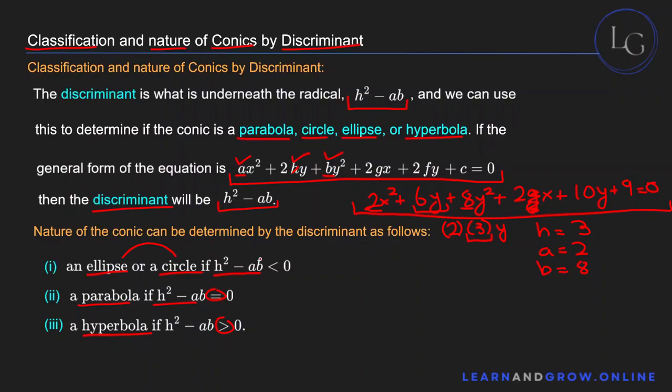So b is equal to 8. Now let's find the discriminant. The discriminant is h squared, so 3 squared, minus a into b, minus 2 into 8. So this is 9 minus 16, which is equal to minus 7. And minus 7 is less than 0. So it's either an ellipse or a circle. So in this particular example, it's either an ellipse or a circle.